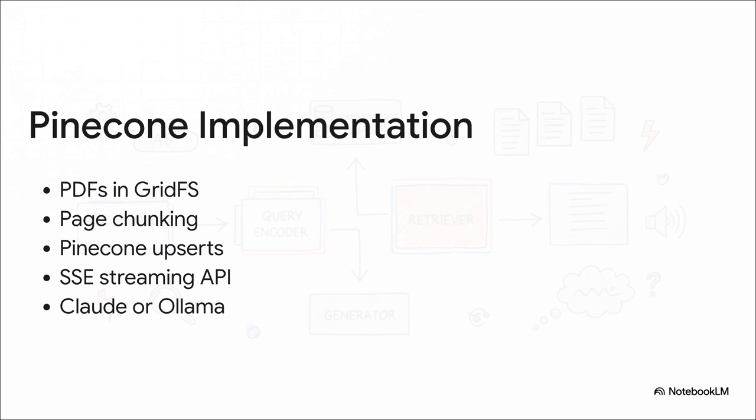On the retrieval side, it serves a server-sent events, or SSE, streaming API. And brilliantly, the generation backend selects between Anthropic's Claude or local Ollama based on your config, completely implementing a credit balance guard to fall back cleanly if your cloud API credits happen to run out.